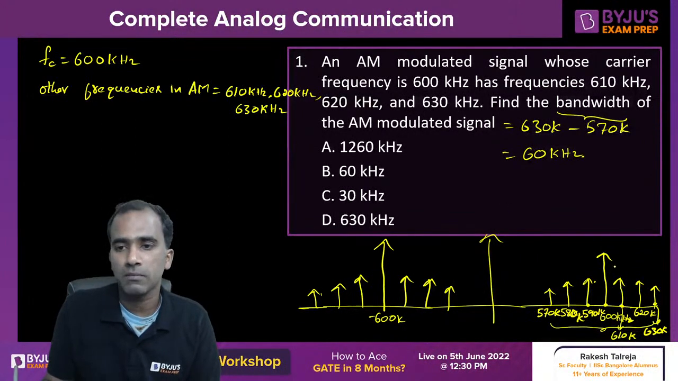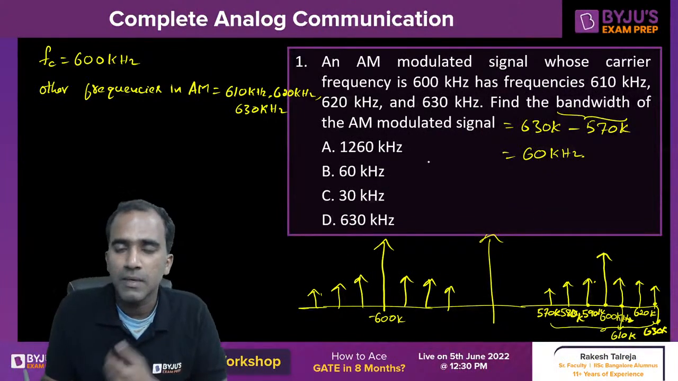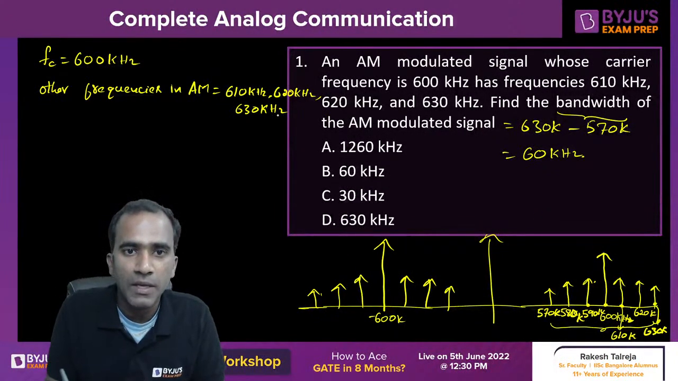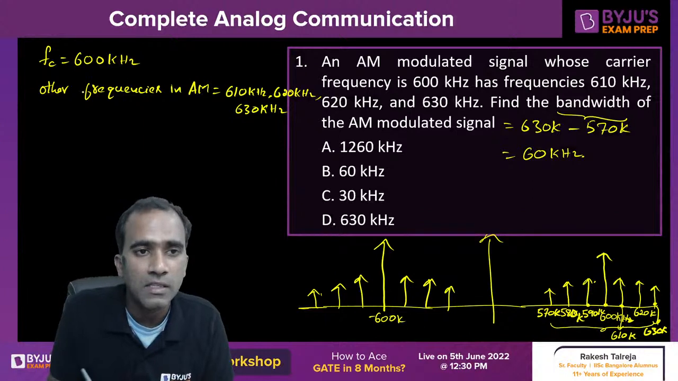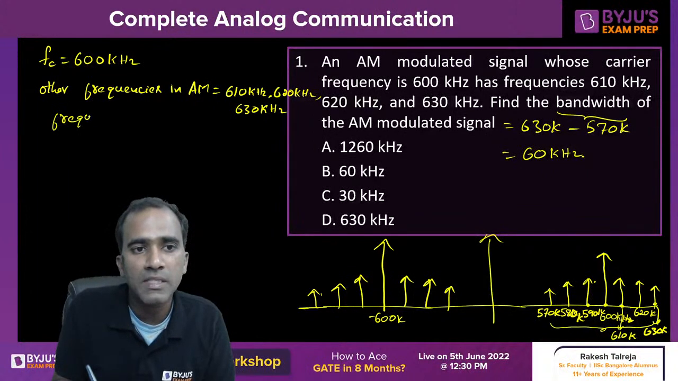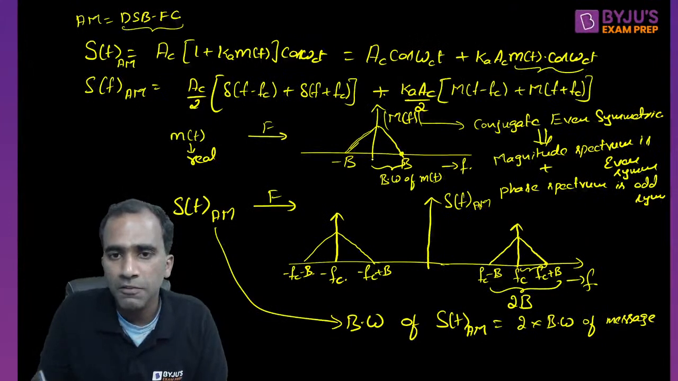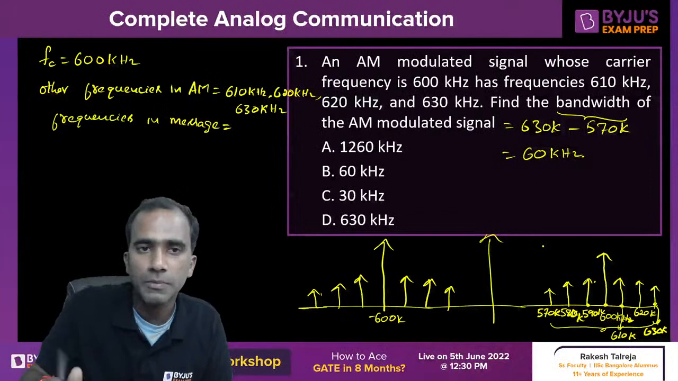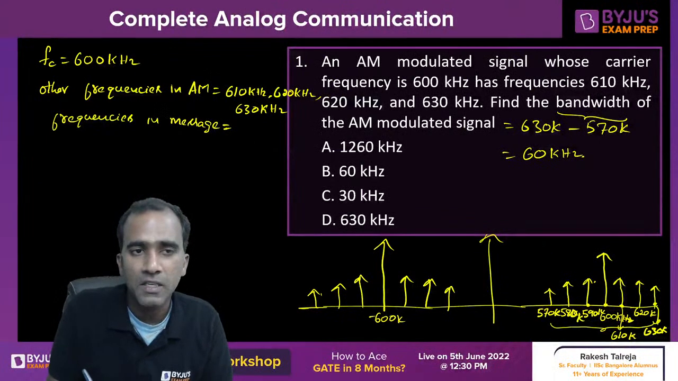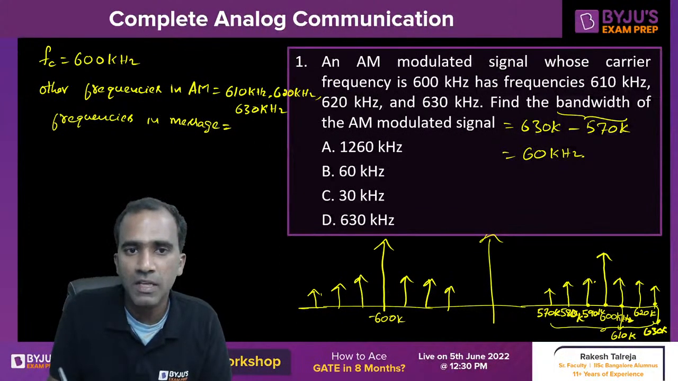I've plotted the spectrum just for your better understanding, but if you ask me to answer the question without looking at this, I'll answer it. The reason is, other frequencies present in AM are 610, 620, 630. From this, I will understand the frequencies in the message. Whatever frequencies are in the message, they are getting shifted by FC, no? Correct or not? So this is FC plus 10, this is FC plus 20, FC plus 30.